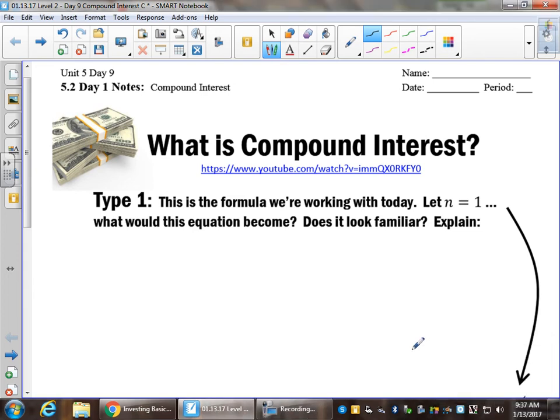All right, so this is day 9 of our notes. We are actually going to start with a video because the very first video we watched at the beginning of the unit talked about compound interest. Remember that day where I had you vote a penny a day for a month or $1,000,000? That was all about compound interest.